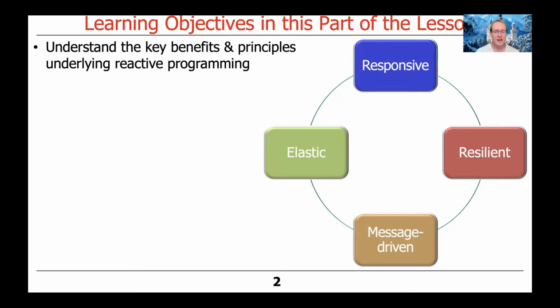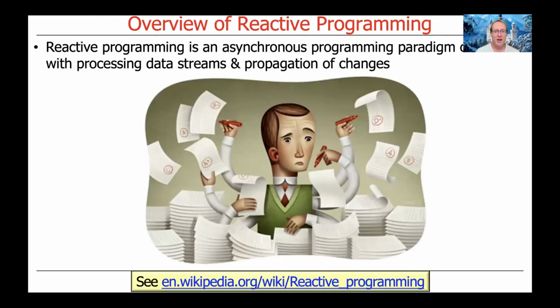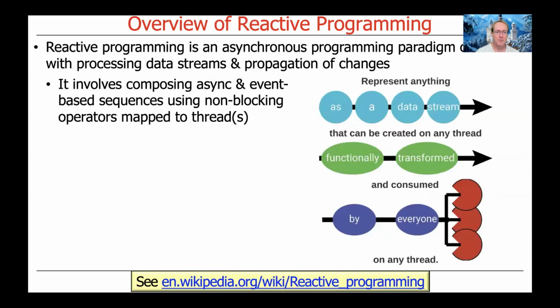Responsive, resilient, elastic, and message-driven. Those are the four key principles. And we'll again reiterate what reactive programming is. It's an asynchronous programming paradigm, which means that things run in the background, decoupled from the invocation often. And it essentially takes streams of data and processes them, transforms them, filters them, and so on, and also is responsible for propagating changes from publishers to various subscribers.